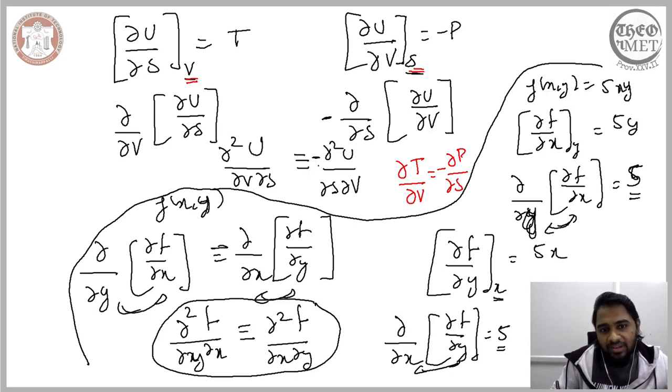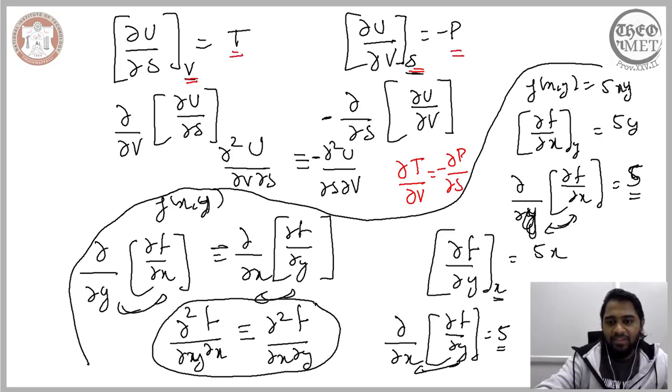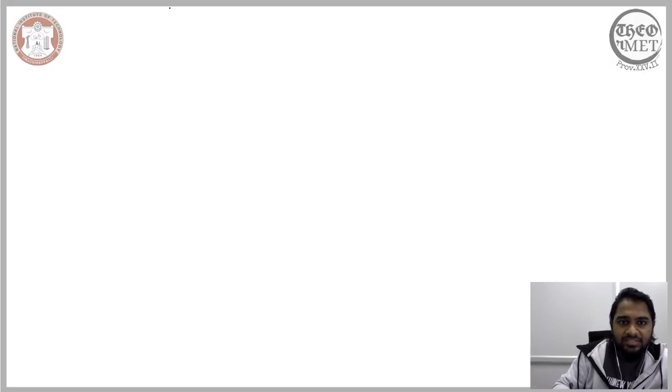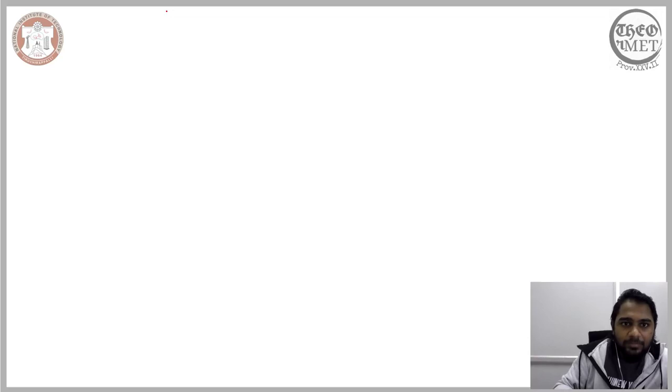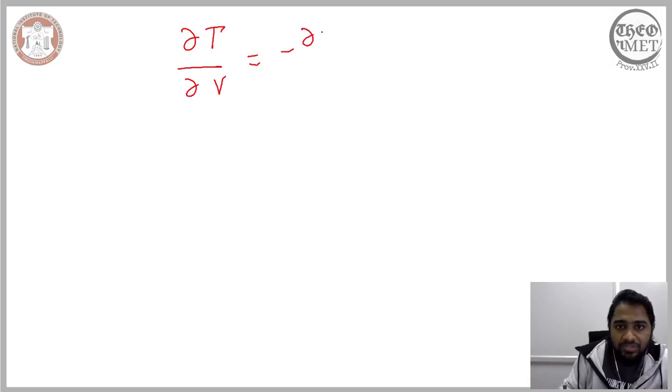And now what we are essentially doing is replacing the first derivatives with the corresponding constant which we have already arrived at. And when we do that, we end up having an expression that is, to rewrite what we have arrived at here: change in temperature with respect to change in volume is equal to minus of change in pressure with respect to change in entropy.